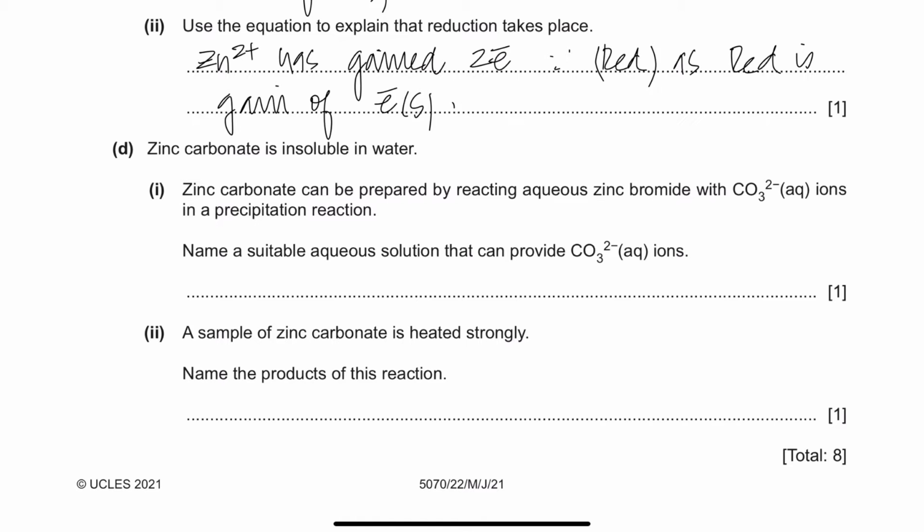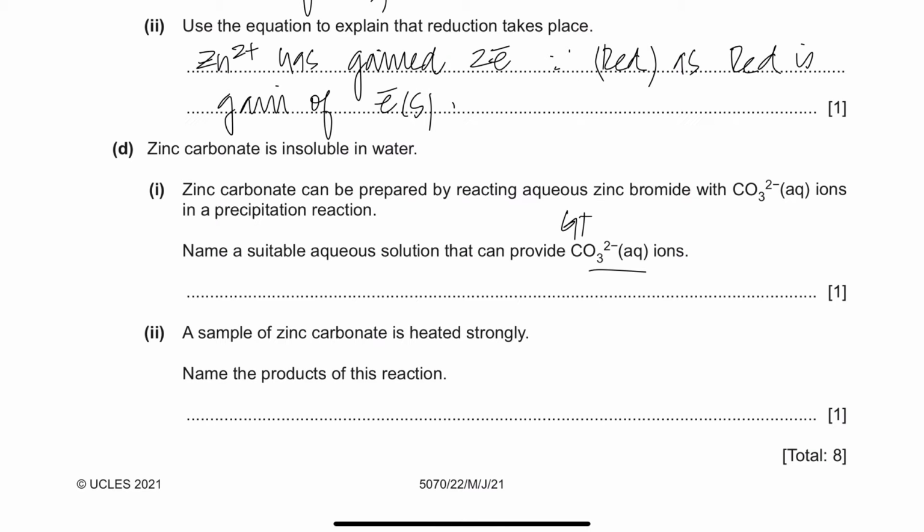Zinc carbonate is insoluble in water, and zinc carbonate can be prepared by reacting aqueous zinc bromide with carbonate ions in a precipitation reaction. Name a suitable aqueous solution that can provide the aqueous ions of carbonate. Now, realize that they're asking about carbonate solubility. Carbonates are mostly insoluble, but which carbonates will be soluble? Tell me guys, which carbonates are soluble in water? Come on.